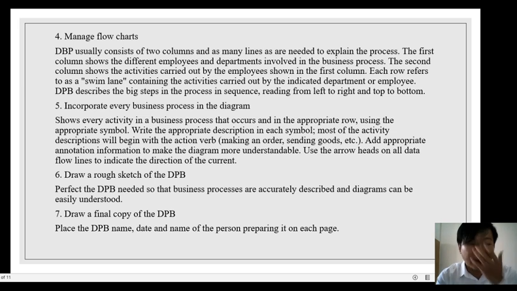6. Draw a rough sketch of the BPD. Perfect the BPD as needed so that business processes are accurately described and the diagram can be easily understood. 7. Draw a final copy of the BPD. Place the BPD name, date, and name of the person preparing it on each page.